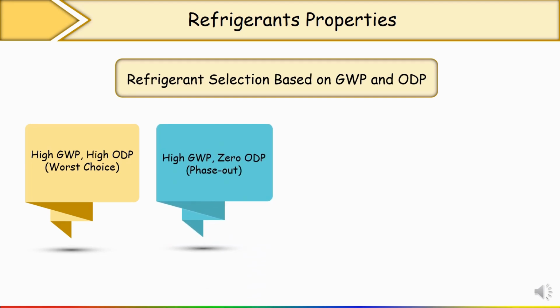Next, high GWP with 0 ODP is being phased out nowadays. For example, hydrofluorocarbon, HFC, example R410A.